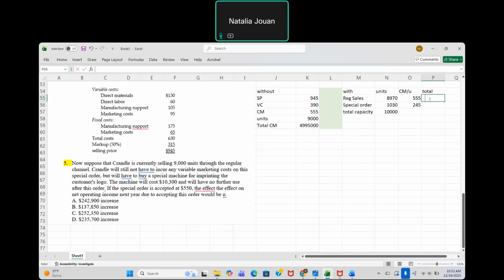So in this case, let's compute regular sales times contribution margin, and then add the contribution margin for the special order. Let's add these two together and see what we get. It looks like we make more profit, so it's going to be an increase. Let's see what the difference is. We have a difference of 235,700. So it looks like the answer is D. All right.